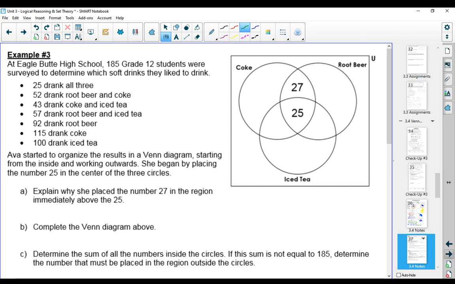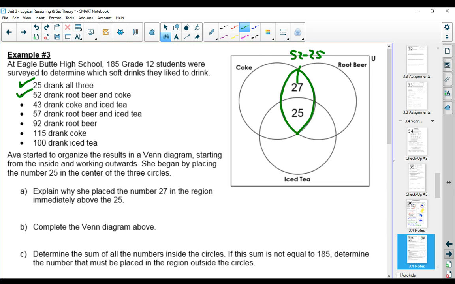So first of all, we know that 25 drank all 3. That's indicated right in the center of the circle. 52 drank root beer and Coke. Well, the overlap between root beer and Coke is right here. And notice that the 27 and the 25 adds up to 52. So we get the 27 by taking 52 minus 25. So now we're going to go about using that same method to fill in the rest of the Venn diagram.